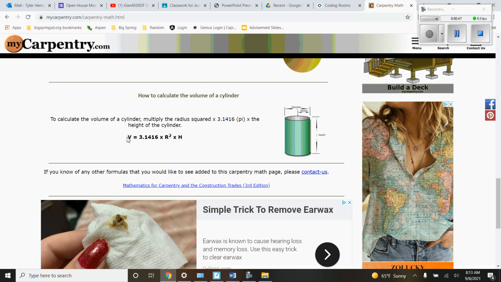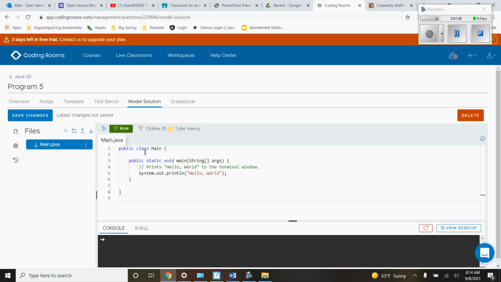Okay, so if we look at this, once they input the volume, we're going to have to divide it by the height. We're going to have to divide it by pi, which I'll probably just use 3.14. And then we're going to have to square root that to get the r by itself to print out what the radius would be. Okay, so if I go back here, I have my normal stuff.